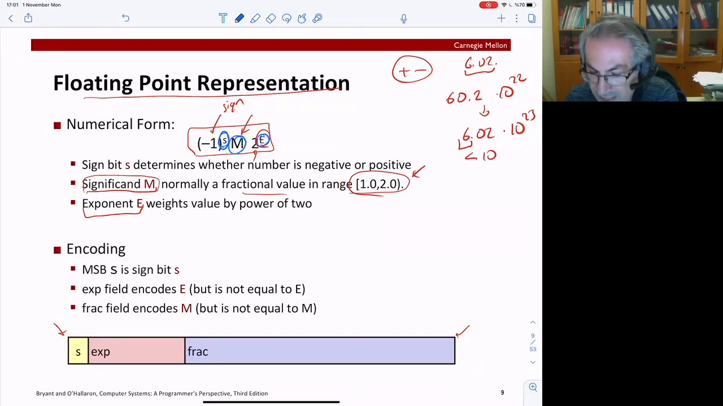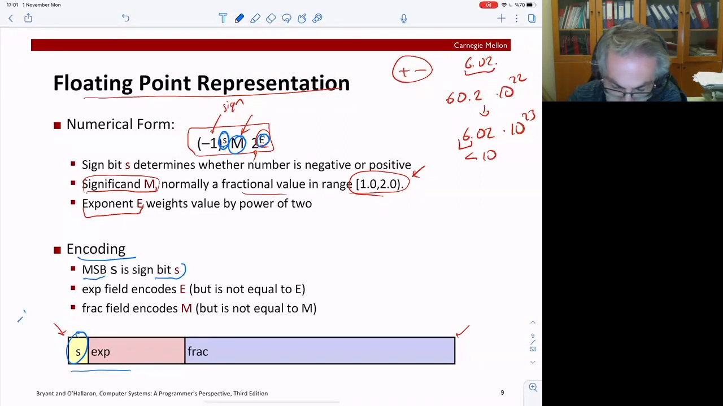How do we represent them in binary? So here's the encoding. Remember that we had this fixed representation, and we will use one bit as the sign bit. Okay, we usually use the most significant bit for this. And you can see that by looking at this -1 to the power S, if S is 0, this means that it's a positive number, okay, because it's -1 to the power 0. If S is 1, then it's negative.